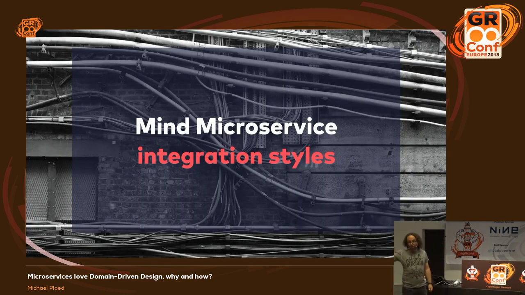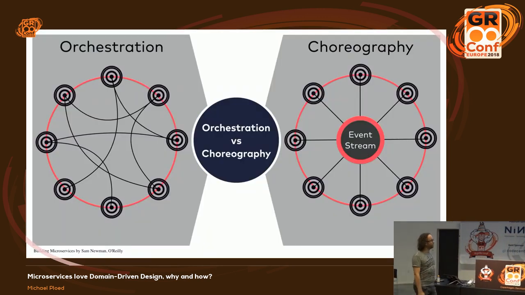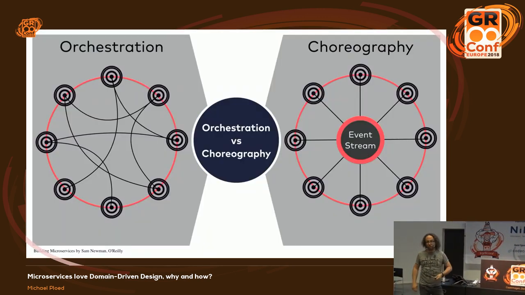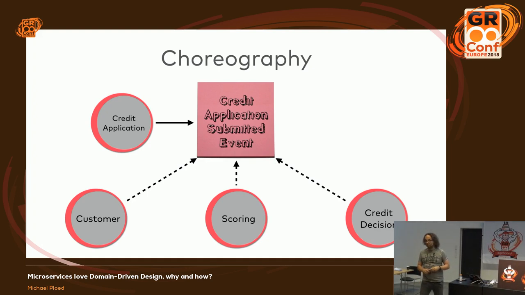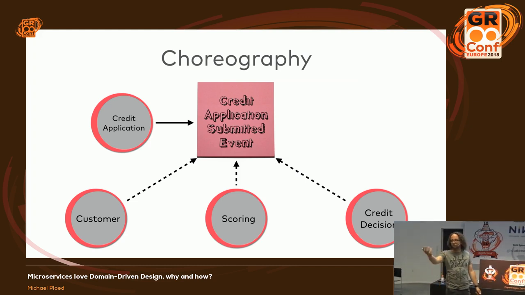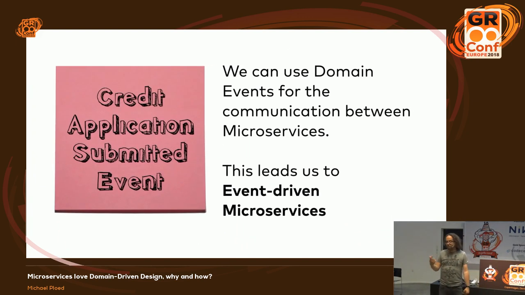Now, there are a couple of integration styles. I mentioned a few of those already. I talked about orchestration versus choreography, and I want to focus on the choreography because that's the fancy stuff right now. I mean, we heard reactive here and there in the agenda. Event-driven microservices are the hot stuff right now. So there we have a credit application submitted event, and other contexts are subscribing to that event. They are consuming it. They are doing stuff based on that thing. And domain events are a very hot topic right now in the DDD community.